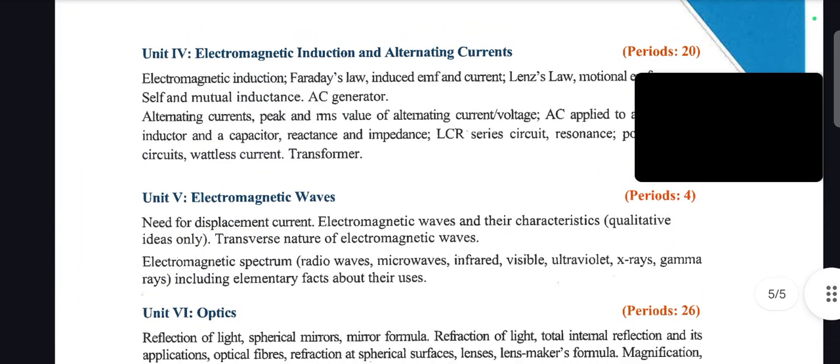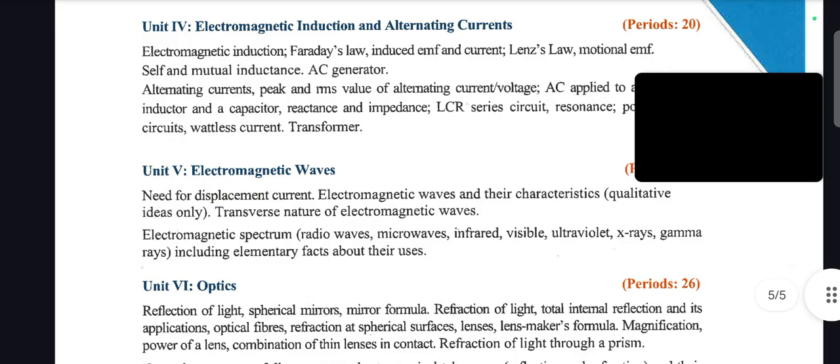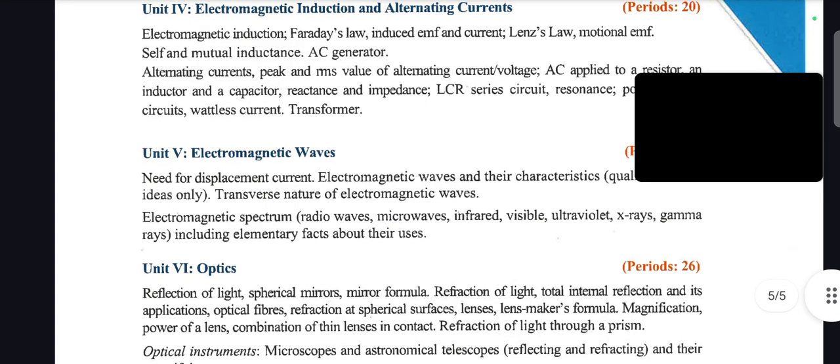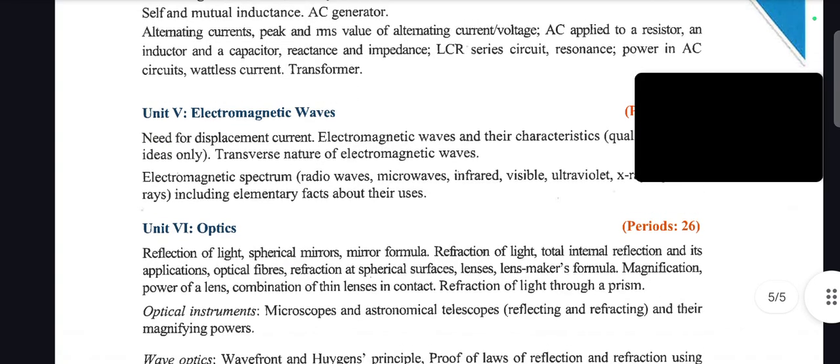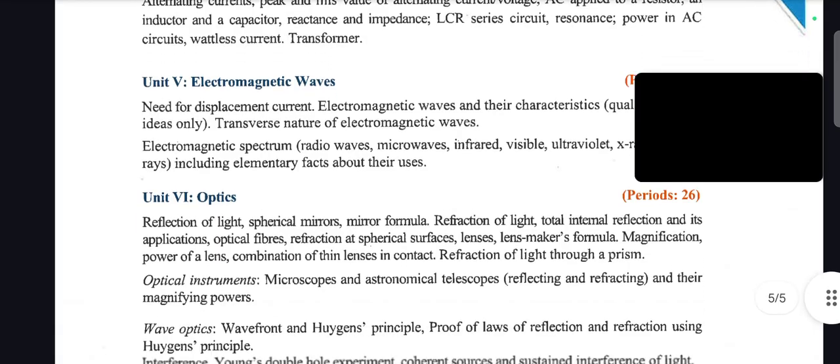Unit 4, Electromagnetic Induction and Alternating Currents. Electromagnetic induction, Faraday's law, induced EMF and current, Lenz's law, motional EMF, self and mutual inductance, AC generator. Alternating current, peak and RMS value of alternating current voltage, AC applied to a resistor, an inductor and a capacitor, reactance and impedance, LCR series circuit, resonance, power in AC circuits, wattless current, transformers.